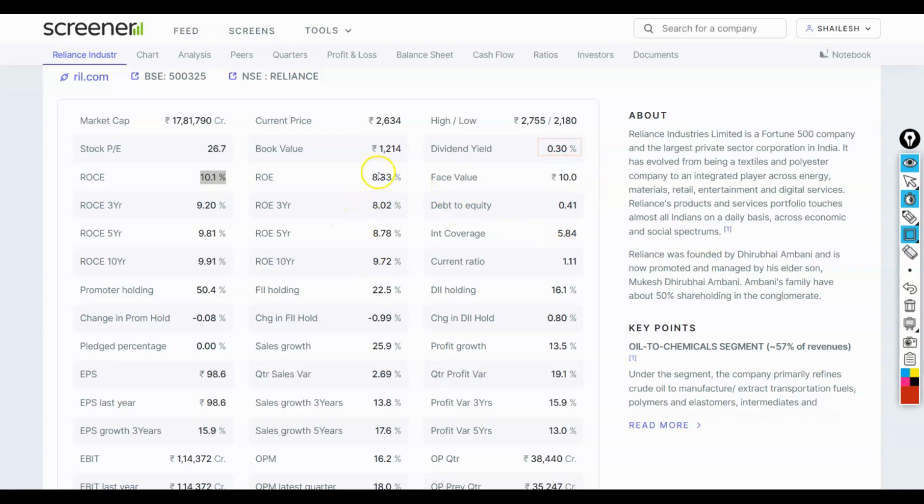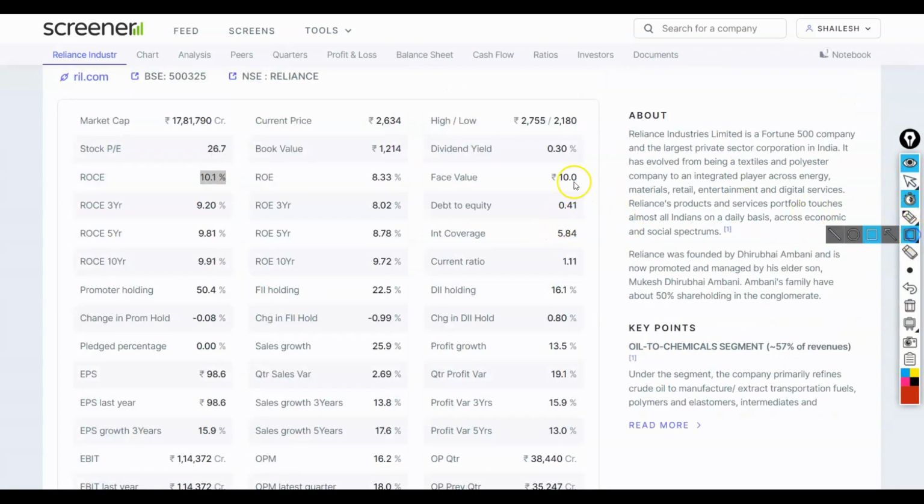So the ROE is not above 20% and the ROCE is also not above at least 15%. So both of them are not above 15%. So this makes the stock, in terms of ROCE, ROE and dividend yield, not a very lucrative stock. But rather, let's look at the debt of the company.